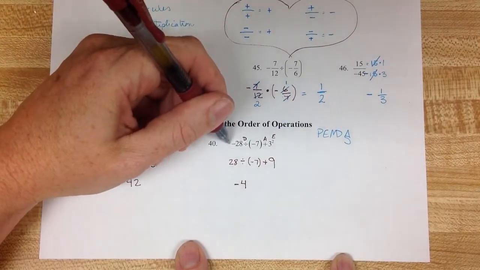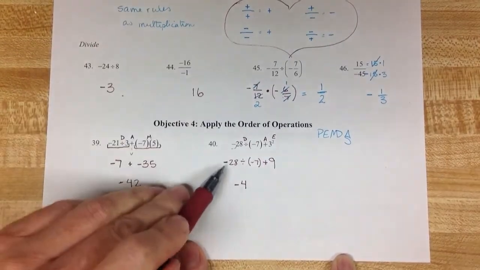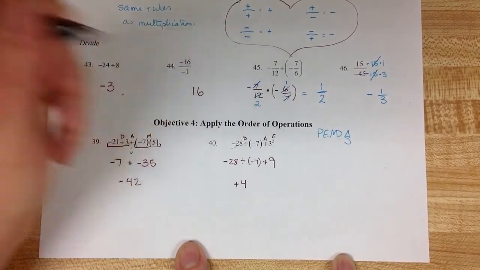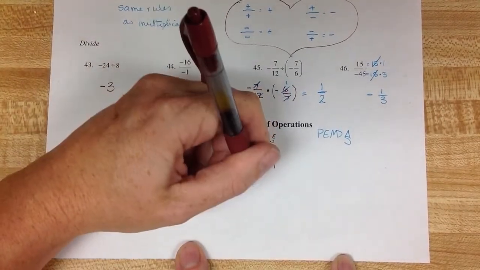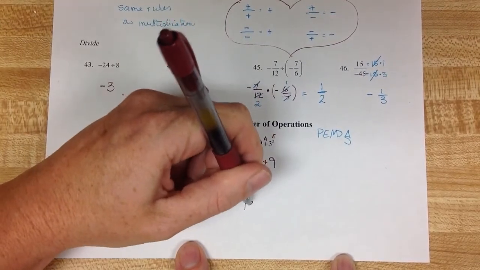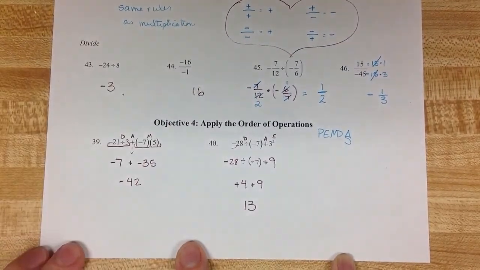Oops, I lied. I forgot to copy down that negative. Negative 28 divided by negative 7 will be positive 4. And when I add 9 more to it, I get a final answer of 13.